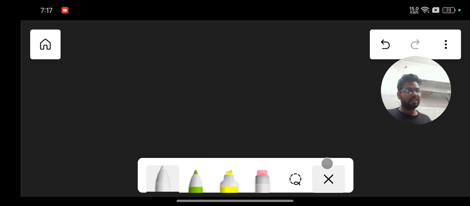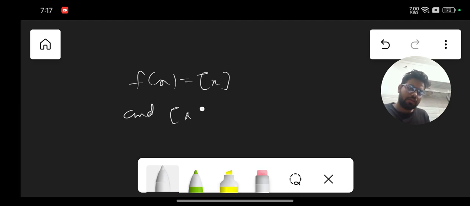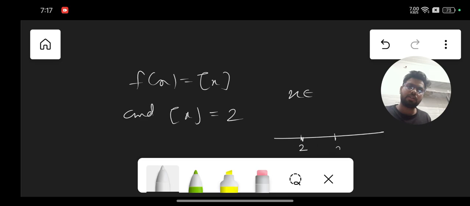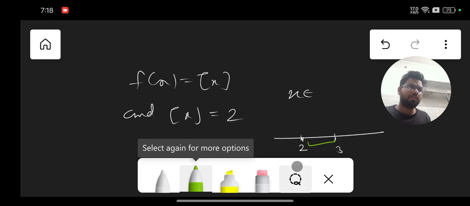Now let me take an example. Suppose I am putting f of x is equal to int x, and the value of int x is, suppose, 2. Then can you tell me what is the value of x? x belongs to what? Suppose that is a number line. This is 2, and this is 3. Now between 2 to 3, you put any value, the answer will be 2. The answer is already given.